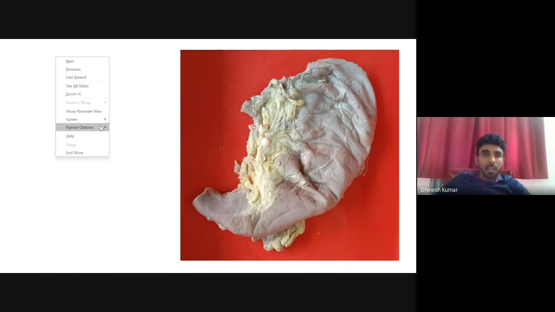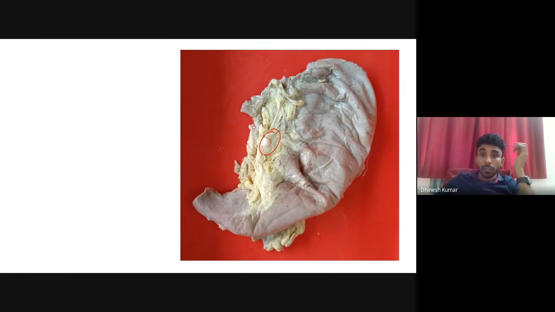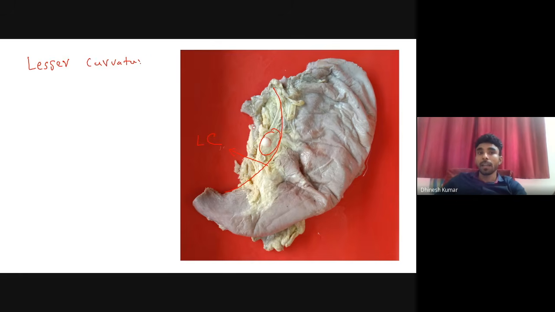And I think you can identify the structure, the pinned part of the stomach here. Okay, so again, here I am tracing the lesser curvature of the stomach. This is the lesser curvature of stomach. So the pinned area of the given specimen is lesser curvature of stomach.